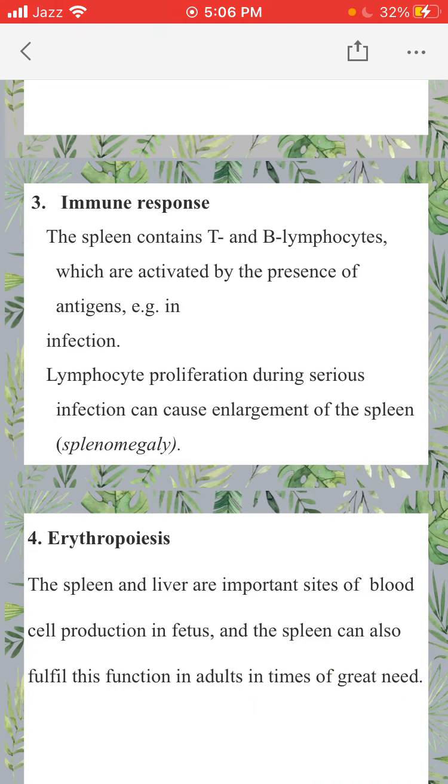Erythropoiesis. Erythropoiesis means production of RBCs, formation of RBCs. So during fetal life, our spleen has a major role in the production of RBCs. So the spleen has a role in erythropoiesis.